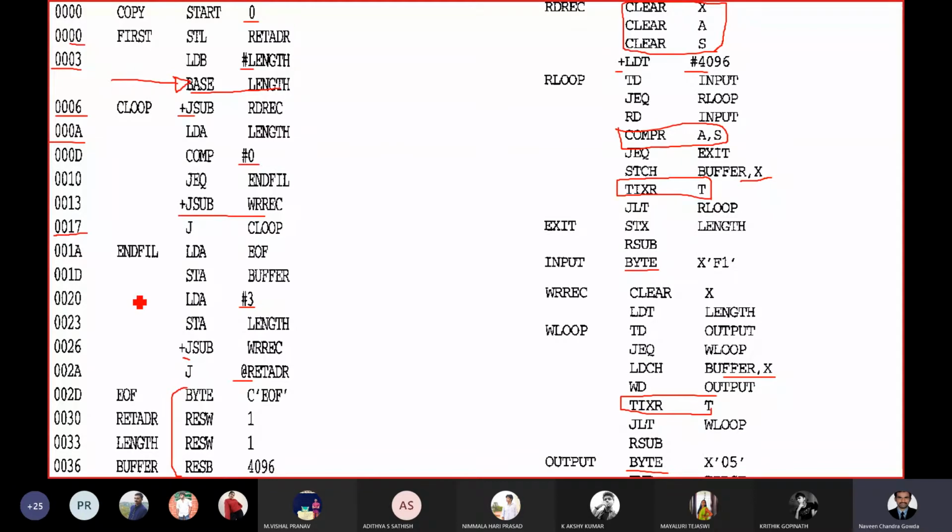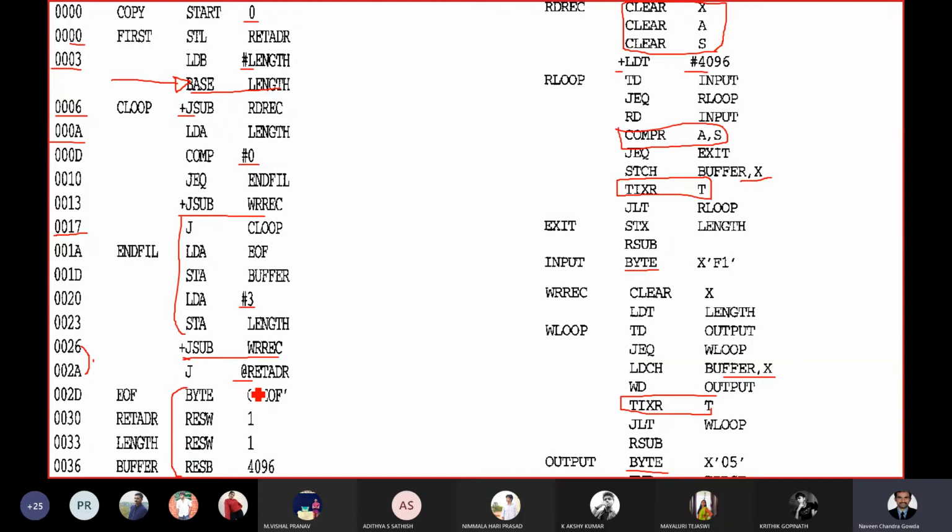Again we have JSUB loop, LDA, STA buffer, LDA hash 3. I hope you guys are following me. All these instructions belong to format 3, so we will just assign 3 bytes to each. When it comes to plus JSUB rate record, again we need to allocate 4 bytes, so 26 plus 4 will be 2a. Then again you have J at the rate return address. This may be an indirect address, but it is a format 3 instruction itself, so we'll assign only 3 bytes. So 2a plus 3 is 2d, right?